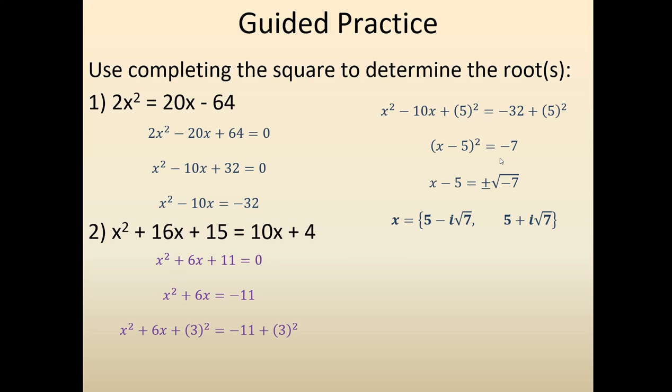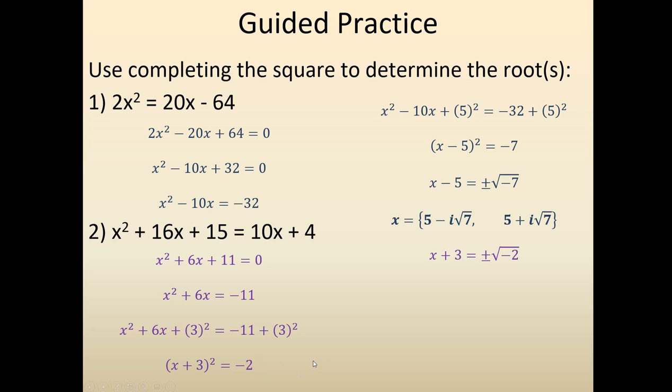Take half of the middle term, which is 3, square it and add to both sides. Because the sign in front of the 6x is positive, I'm going to put a positive here, and then the 3 drops down here, so this factors to x plus 3 squared. When I plug in negative 11 plus 3 squared into the calculator, I get minus 2.